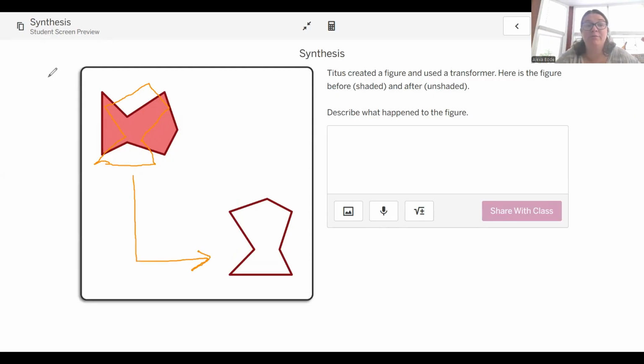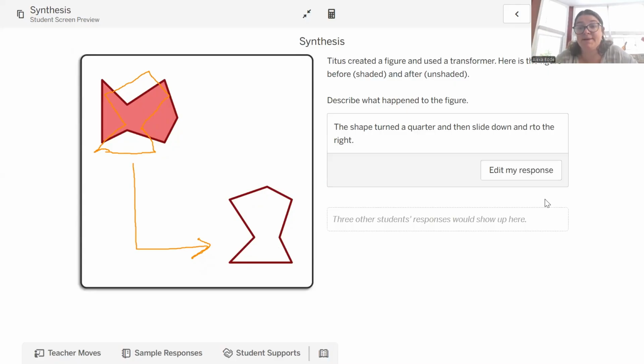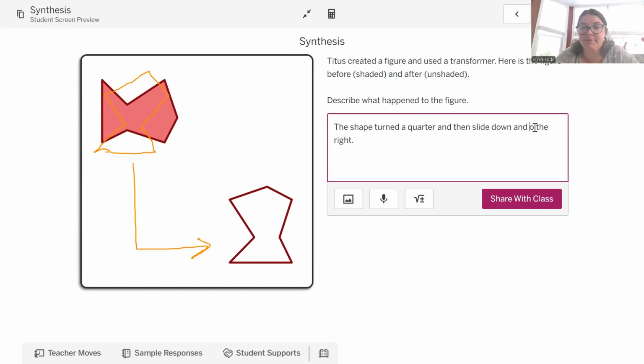Okay, so the way I would describe this is the shape turned a quarter and then slid down and to the right. Okay, that's my description. Oops, I didn't even notice I had a typo. If you would add something or say something different, go ahead and add that into this box. What else would you say?